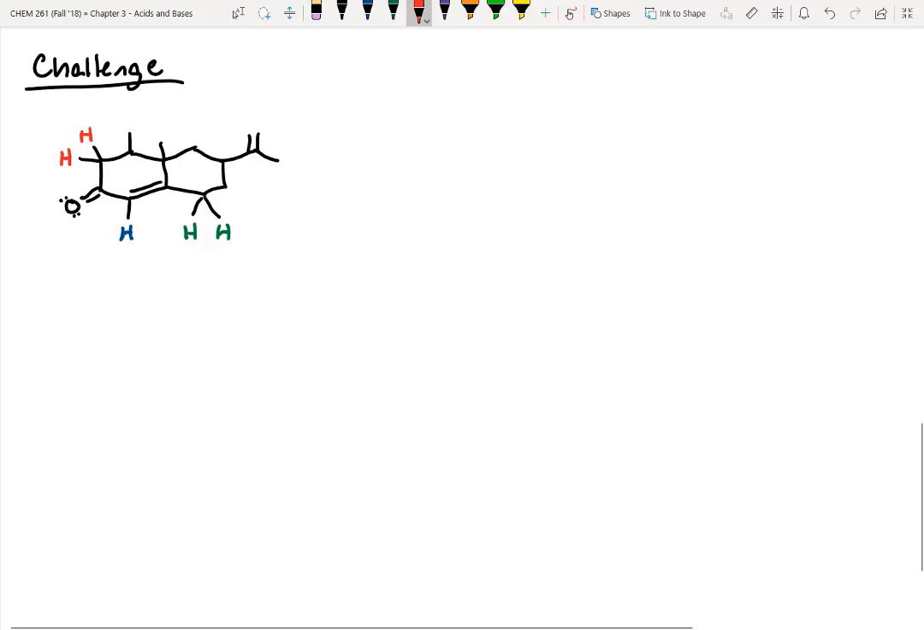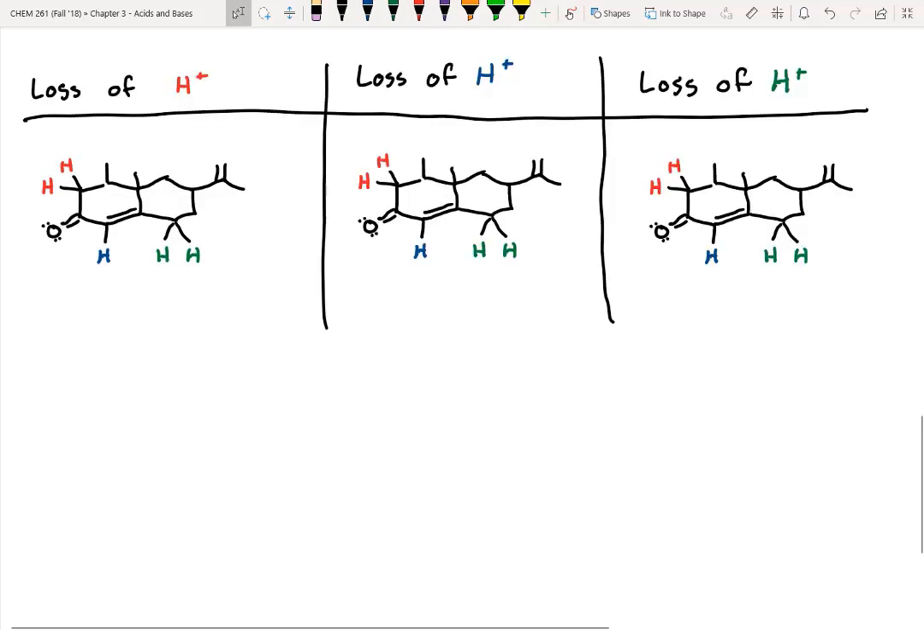Let's determine which of these proton sets is going to be more acidic. Is the red proton going to be most acidic? Is the blue proton going to be most acidic? Or is one of the green protons going to be the most acidic? All right, let's try to do this as a class just for the sake of time. There's other stuff we need to cover today.